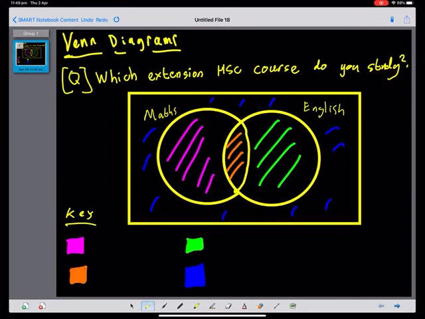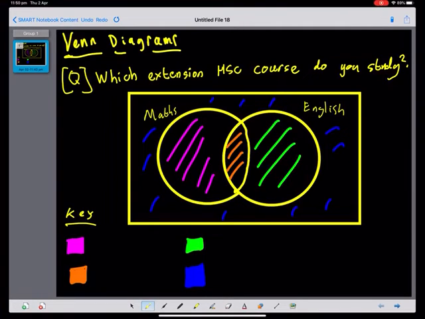This is a video focusing on Venn diagrams. Now, Venn diagrams group items into categories. The rectangle represents the entire group. The circles represent the categories. In this example here, the circles represent maths and English. The items in common are the intersection.